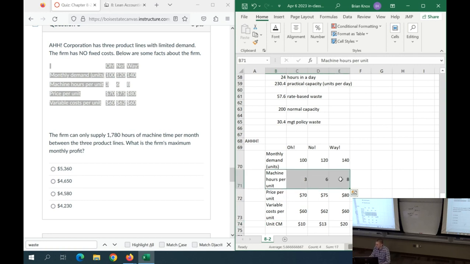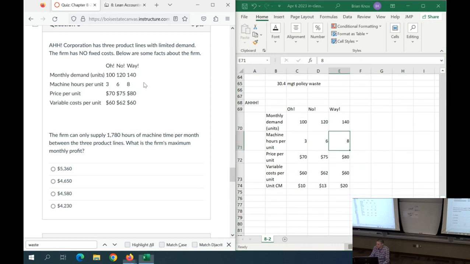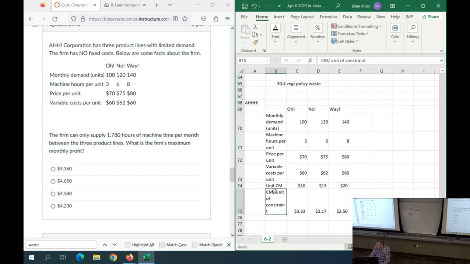The problem is this line right here. They don't take the same amount of time on the machine. Specifically, weigh is very greedy on the machine. No is medium greedy on the machine. And O, wow, that's really quick on the machine. And the machine is the constraint. We can only have so many hours of machine time. So what we need to do is take that unit contribution margin and say, what is contribution margin per machine hour? $3.33 per machine hour, $2.17 per machine hour, and $2.50 per machine hour. Now we have a new ranking. This gives us the most bang. This is contribution margin per unit of constraint.